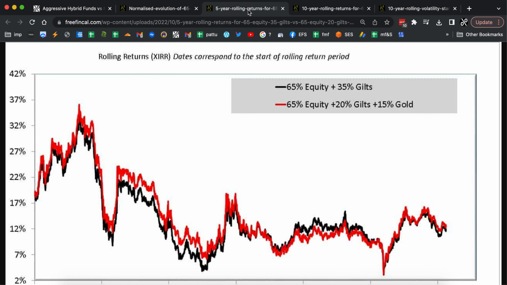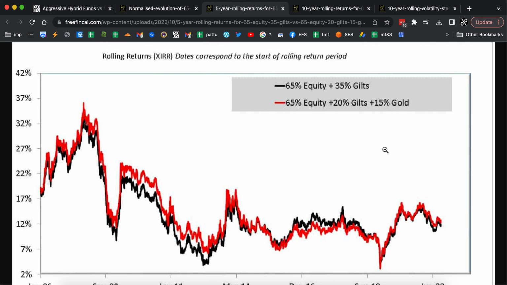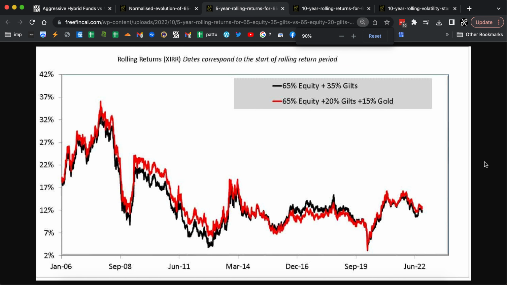And you can see that in the 5-year rolling returns. Let me just make this smaller. Over five-year rolling returns, you can see that between September 2008 and March 2014, the portfolio with gold has done better, but then it slipped down, and then the portfolio without gold has done better, and so on. So it's some cyclic behavior. It's not much of a difference.